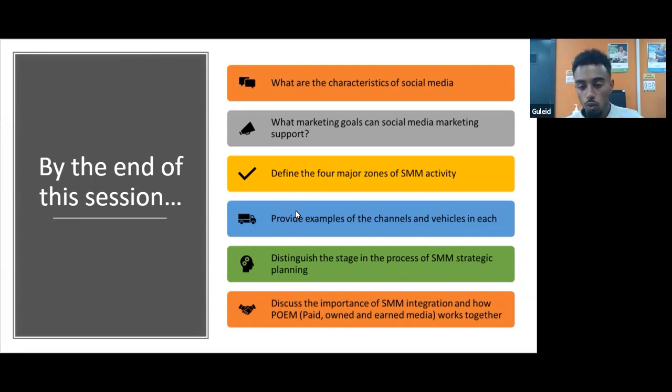I'll discuss the importance of social media marketing, the integration, and how paid, owned, and earned media work together, and how you can integrate the 4. Hopefully that can resonate with you all, and it will give you the chance to know how paid, owned, and earned media work together.